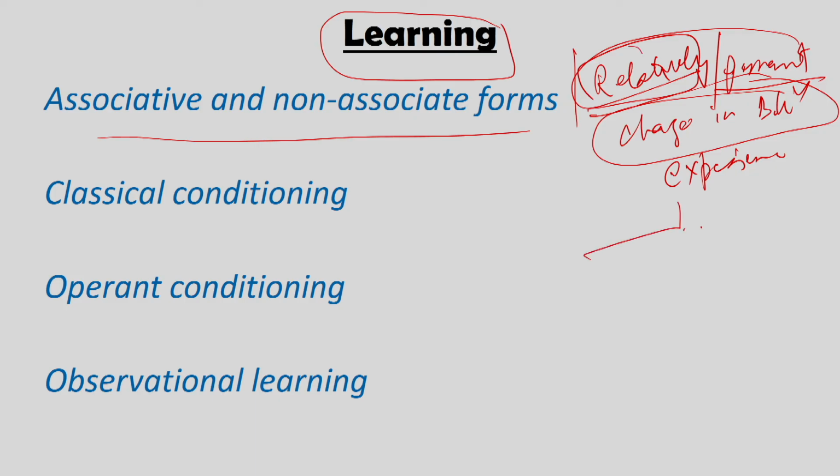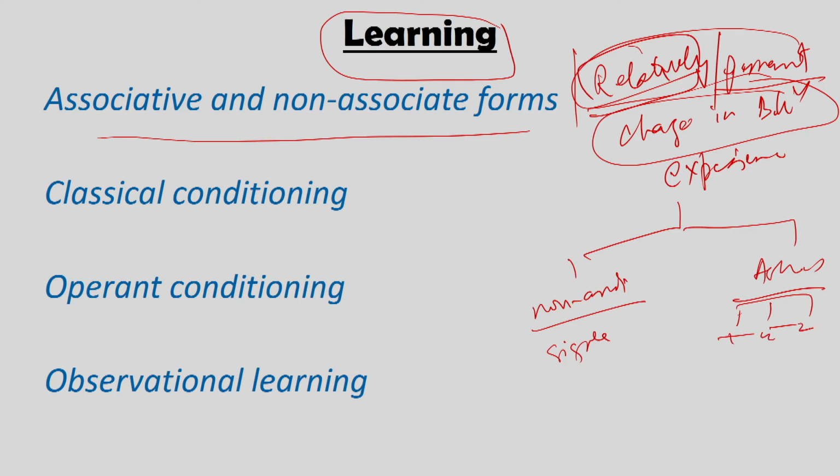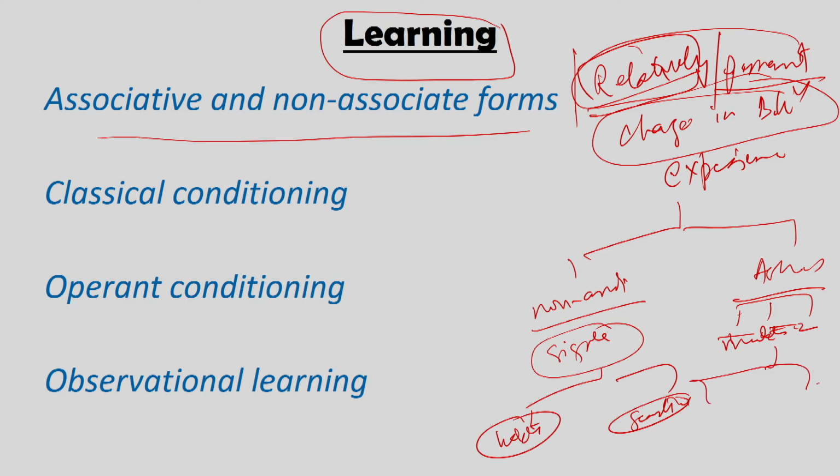Now, this learning has two parts. One is called the non-associative form. In the non-associative form, generally we look at single stimulus learning, and in the associative form, multiple stimuli, so more than one stimulus, combine with each other to form learning or to make you learn certain things. Now, single stimulus learning has two types. One is called habituation and the other is called sensitization. We have discussed both of these, and in terms of the associative form, we have classical conditioning, operant conditioning, and observational learning.